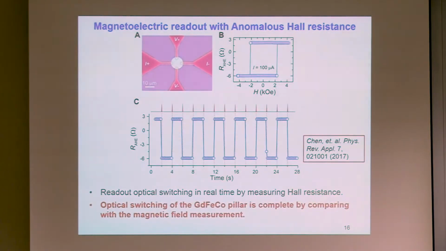So then we make a similar device. We pattern the device into a disk. We put down non-magnetic electrodes to avoid any stray field from the surrounding film, right? Then we measure the anomalous Hall resistance again, and we show that a single laser pulse can toggle this gadolinium iron cobalt disk into up and down magnetic states, right? So you have very high repeatability.